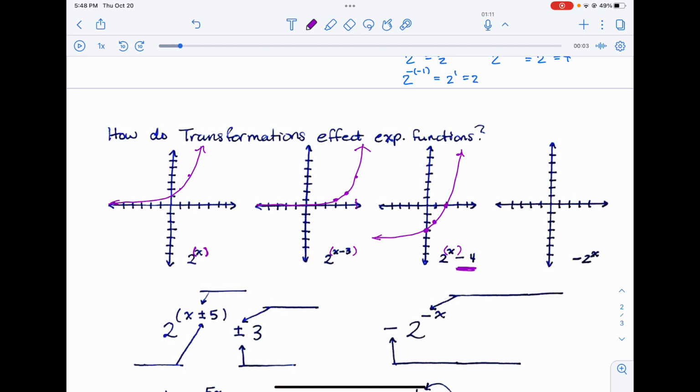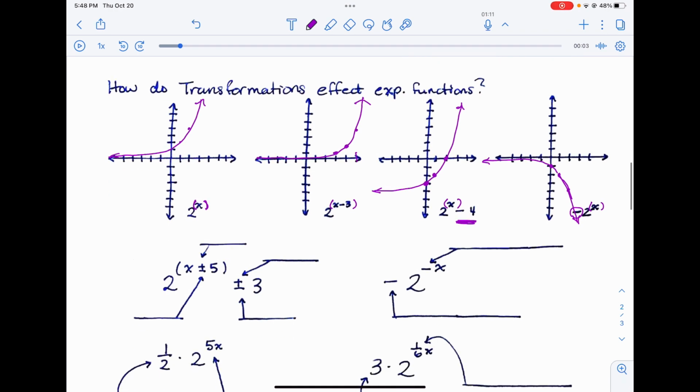This negative out in front here is outside of our parentheses. This is going to give us a reflection over the x-axis. So we'll get points like this. And so now we're still approaching 0 on the left side, but our graph is going to shoot downward here. So you need to get comfortable with how we do transformations on these kinds of functions.